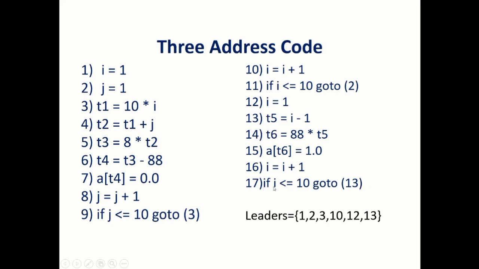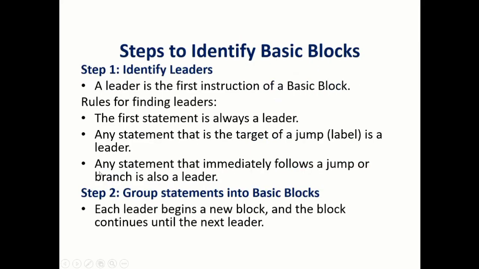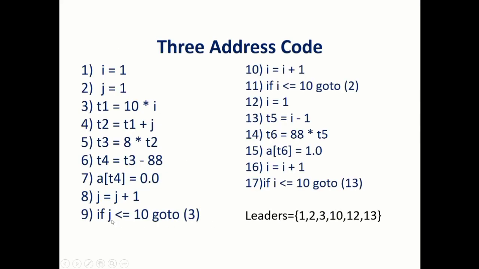If I less than or equal to 10, go to 13. The 13th line is a leader. Rule number 3: any statement that immediately follows a jump or branch is also a leader. The given three-address code statement after any jump is a leader. Here the jump statement is if j less than or equal to 10, go to 3. The next statement, I equal to I plus 1, is a leader.